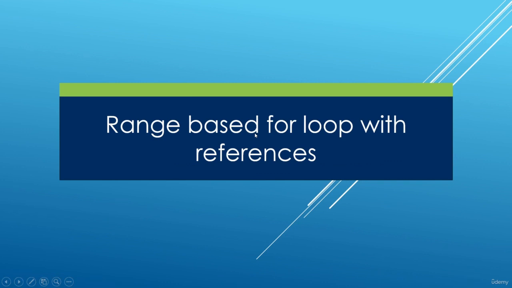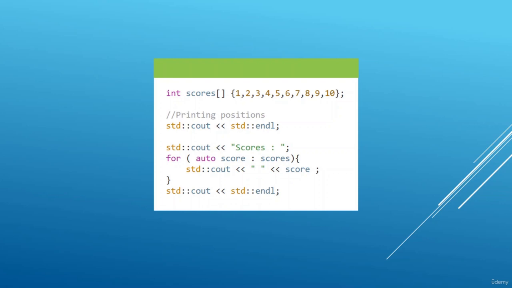In this lecture, we're going to see how references can be really useful if we are trying to modify data in a range-based for loop. Here we have a simple array called scores. It is initialized with data from 1 all the way to 10, and it is an array of integers. Down here we have a simple range-based for loop that is going to loop through and print each element in the array, and this is going to work fine.